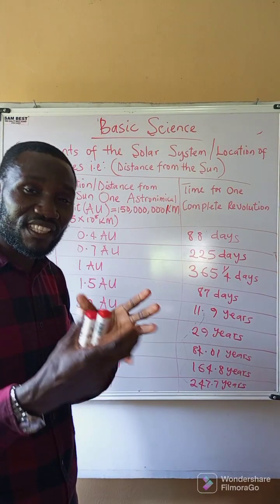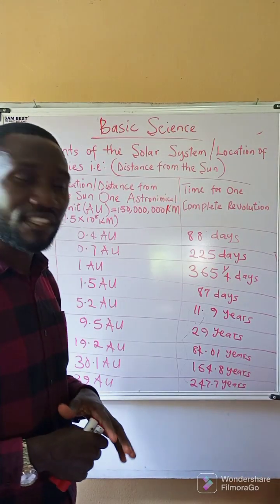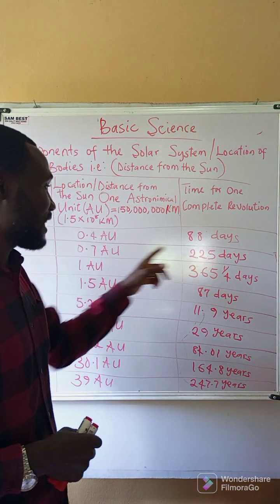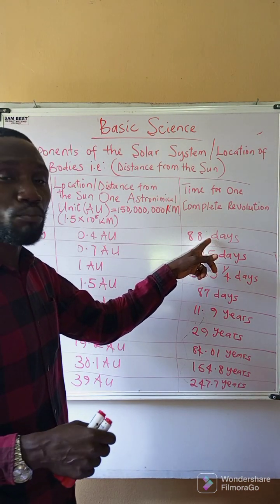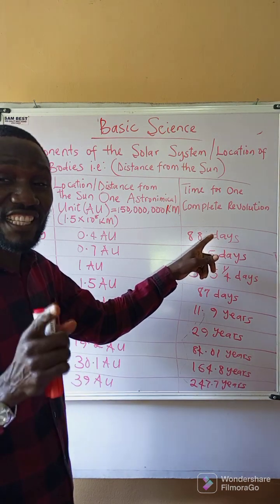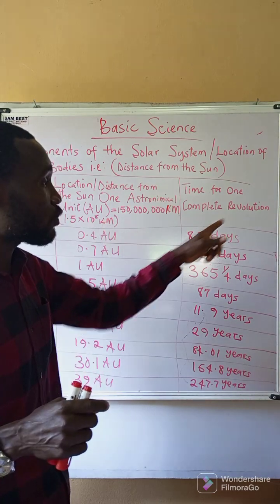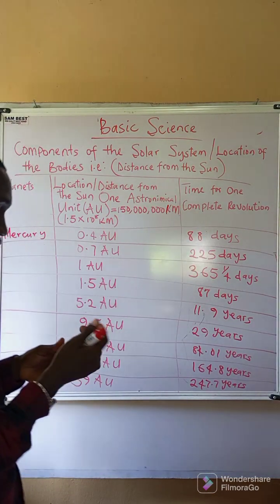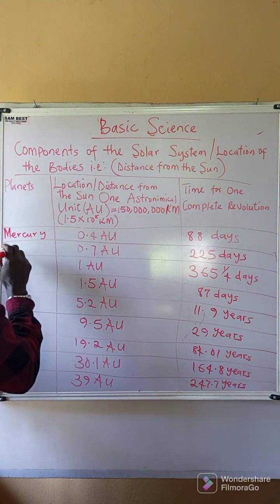Remember, the sun is the center of our solar system. So Mercury is very close to the sun, and it takes 88 days to complete one revolution. What did I say? It takes 88 days for Mercury to complete one revolution. That is the time.